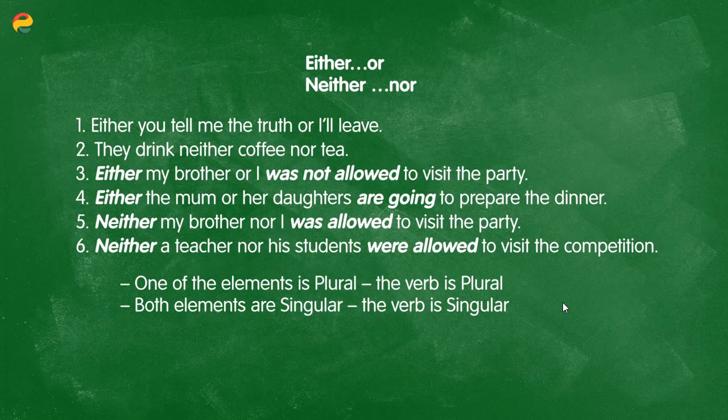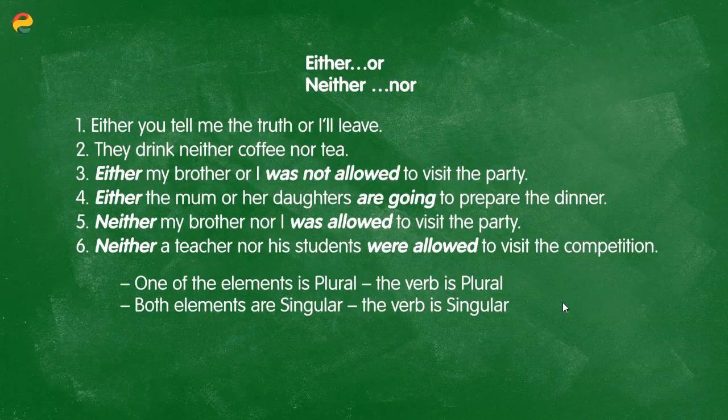Next, either my brother or I was not allowed to visit the party. Or, either the mom or her daughters are going to prepare the dinner. Now, there's something funny happening here, but I want us to look at two more examples before we discuss it. The fifth example: neither my brother nor I was allowed to visit the party. Or, finally, neither a teacher nor his or her students were allowed to visit the competition.